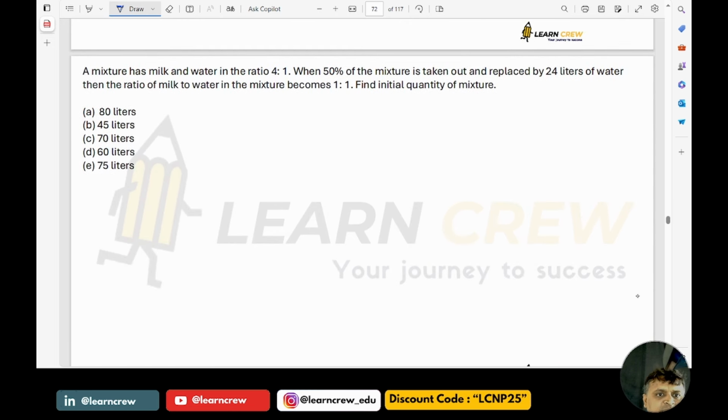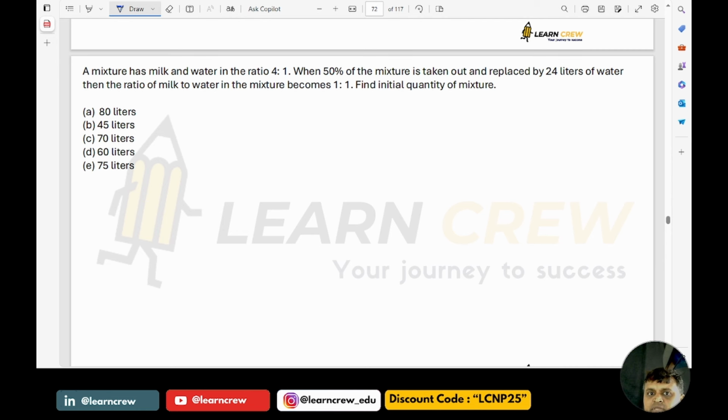A mixture has milk and water in the ratio 4:1. When 50% of the mixture is taken out and replaced by 24 liters of water, then the ratio of milk to water in the mixture becomes 1:1. Find the initial quantity of the mixture.